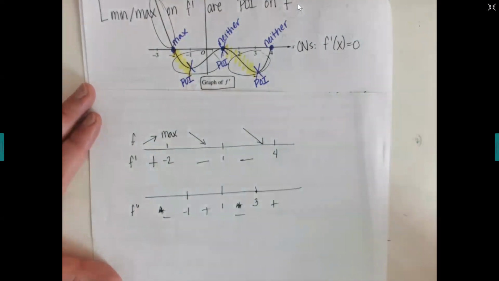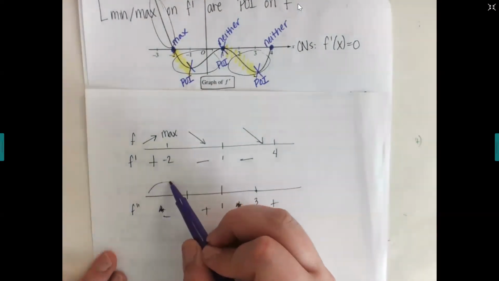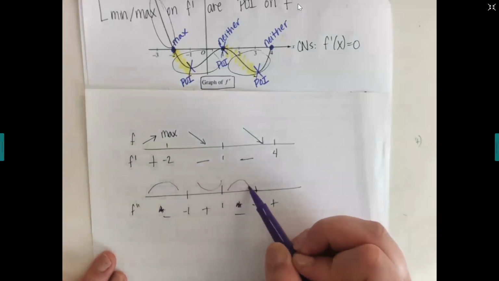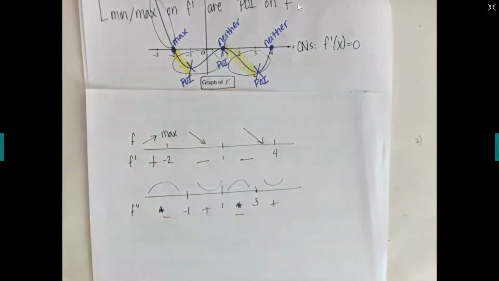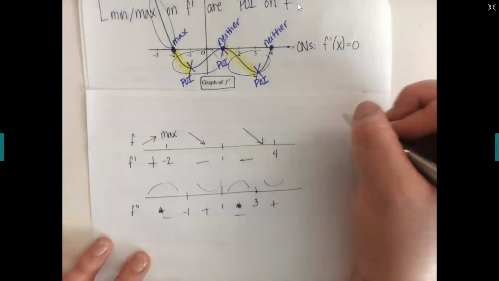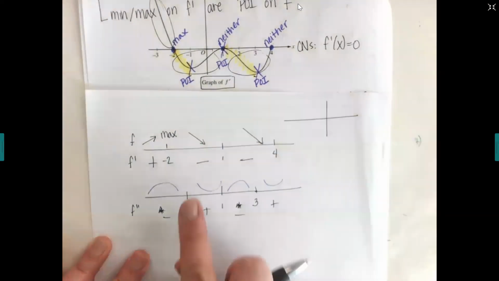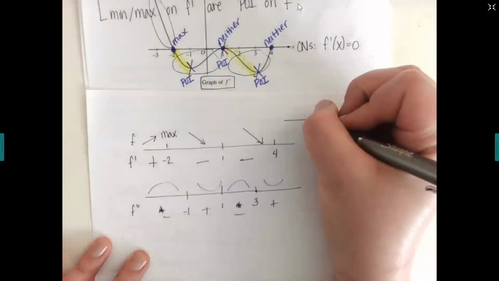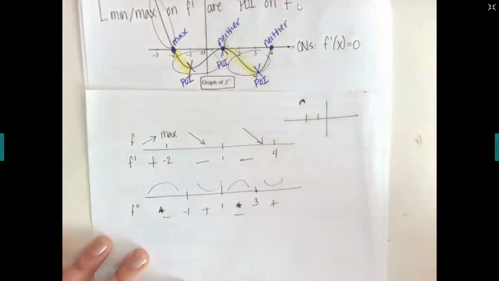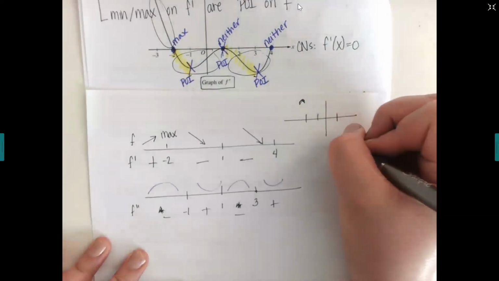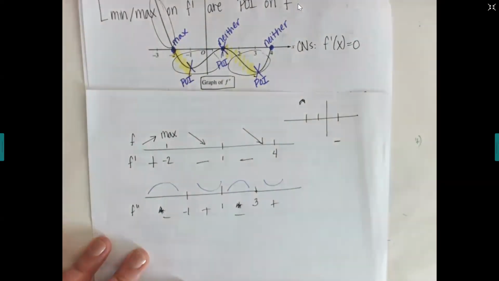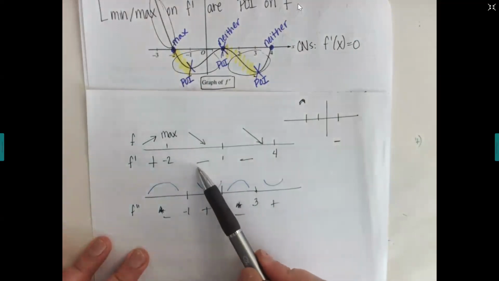And then what would that tell me about f? That would have told me the concavity. So it would have started concave down, then up, then down, then up. And with that information, I can sketch the graph of f. So let's sketch it right here to the side. At negative 2, I'm going to have a max, like a little hilltop. Then at 1, I know I'm going to go flat, but I'm not actually going to have a min, because I'm going to go down and then keep going down.